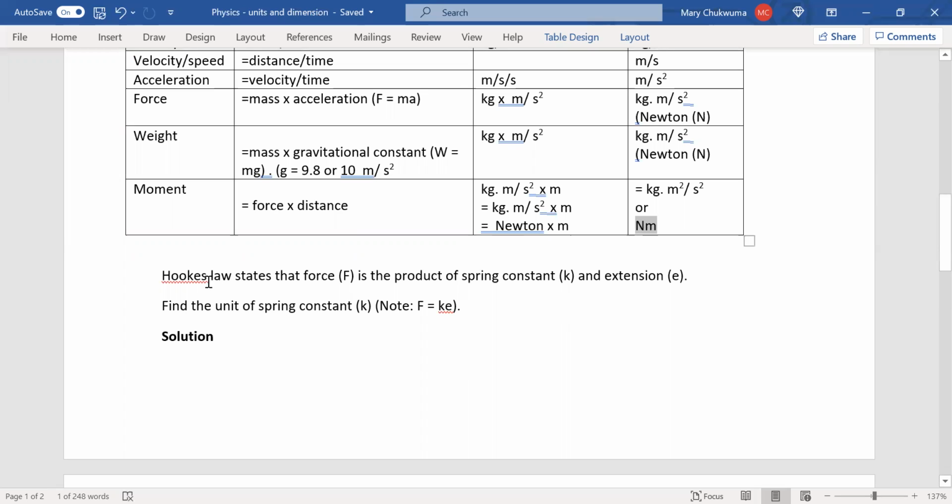Okay, so let's do a little example. Hooke's law can be expressed as the product of spring constant and extension. Okay, the force in the spring is proportional to the extension. So basically F is equal to KE.